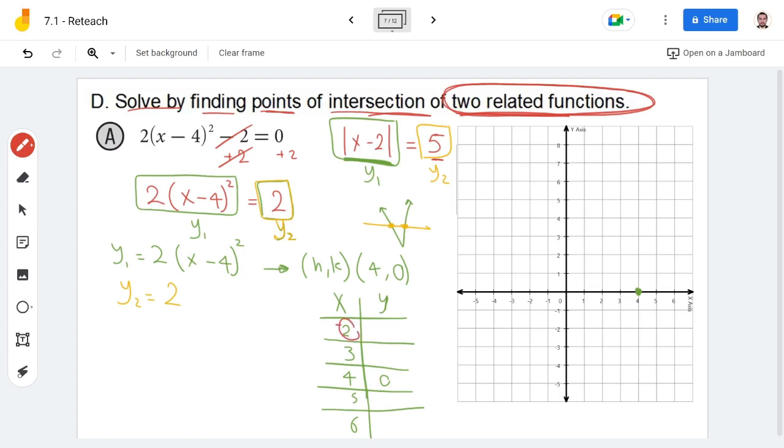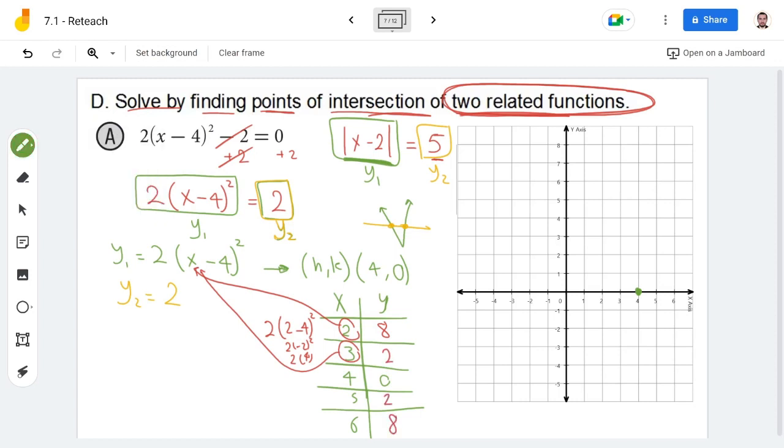Let's plug 2 into the function. It will be 2 times (2 - 4)^2. So 2 minus 4 is -2, and (-2)^2 equals 4. 4 times 2 is equal to 8. So this one should be 8. Let's plug in 3. Same thing: 3 minus 4 is -1, (-1)^2 is 1, and 1 times 2 is equal to 2. So this one should be 2, and this one should be 8.